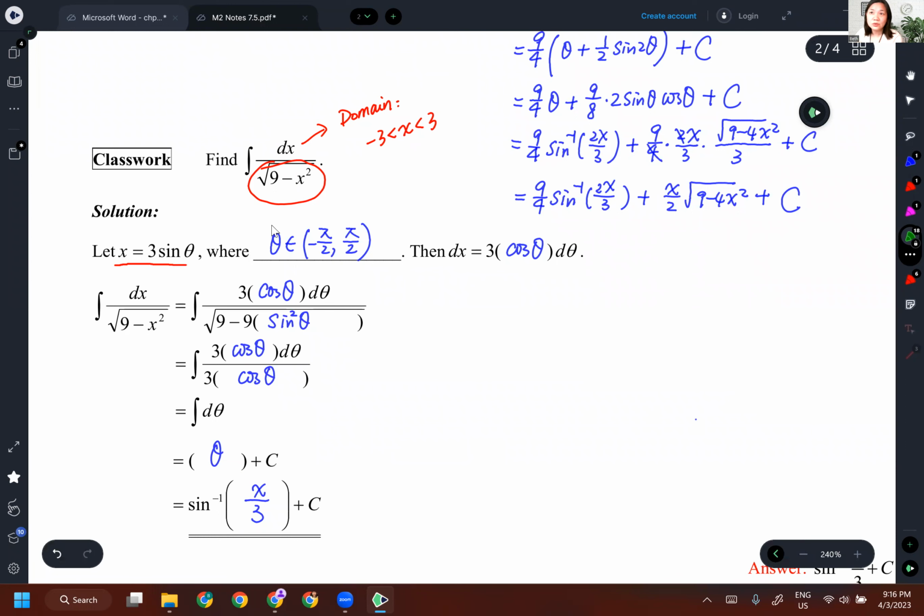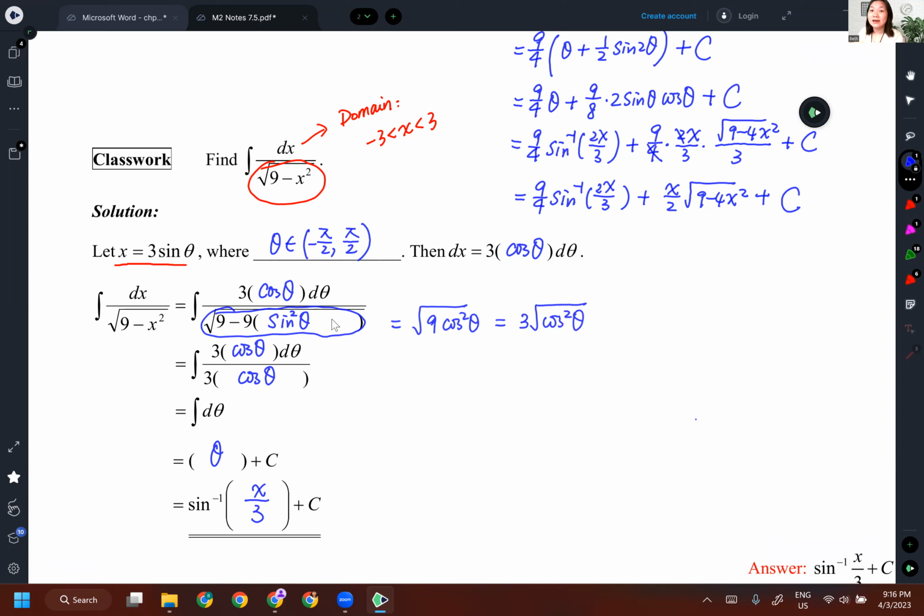Now, because of this requirement, in the end, when you do the calculation in the process, you will get square root of 9 cosine squared theta, and that is equal to 3 cosine squared theta. And because we know cosine theta is positive, in this question, cosine theta is positive because theta lies in quadrant 4, then I should say this is equal to 3 cosine theta. Otherwise, it's not.